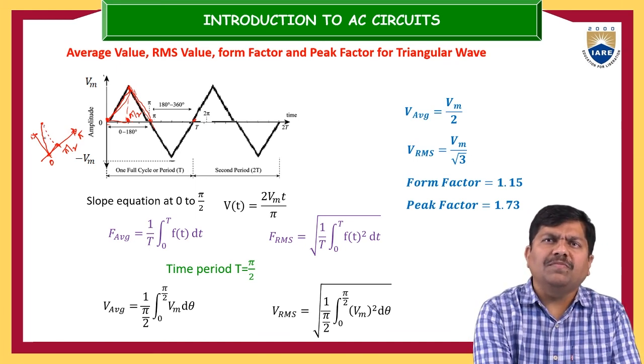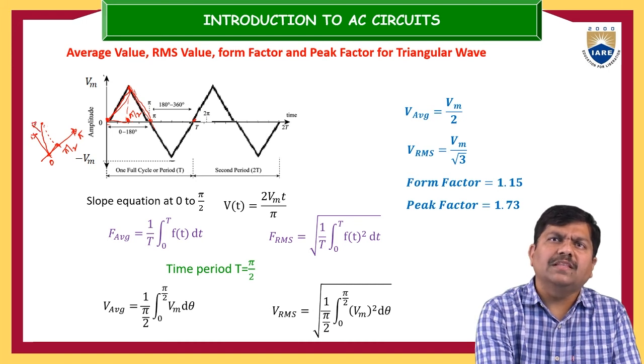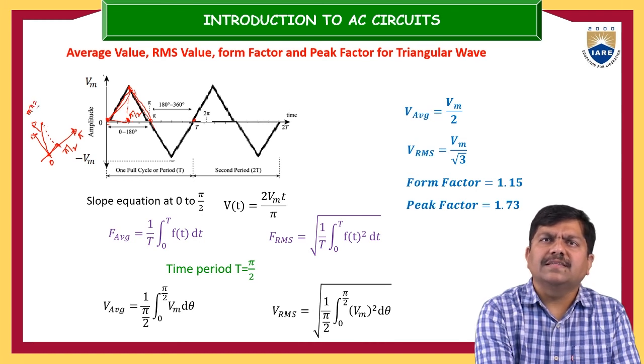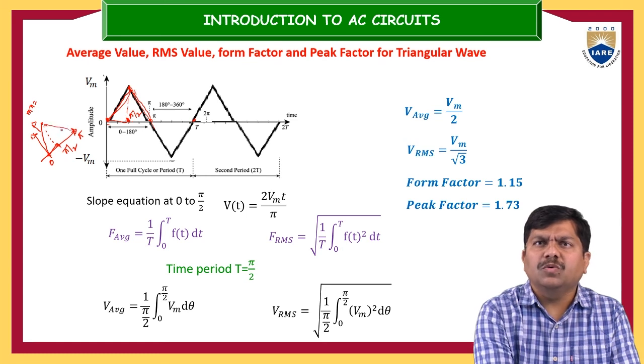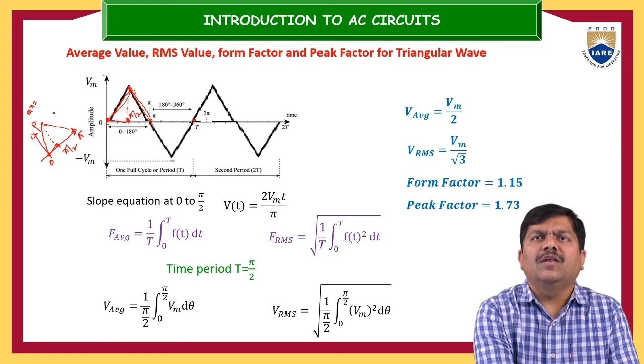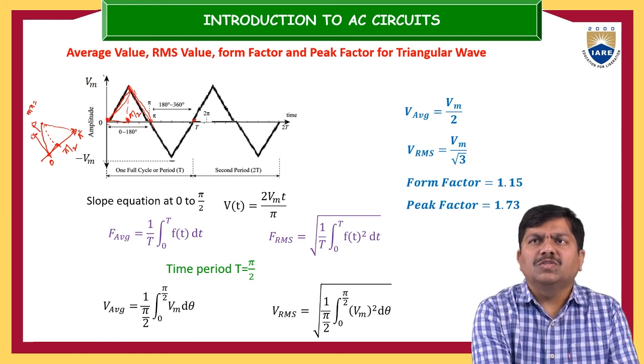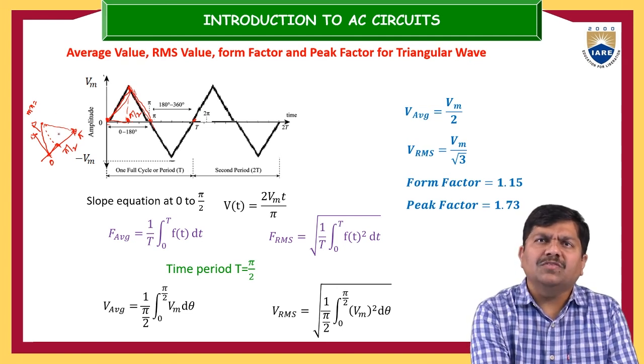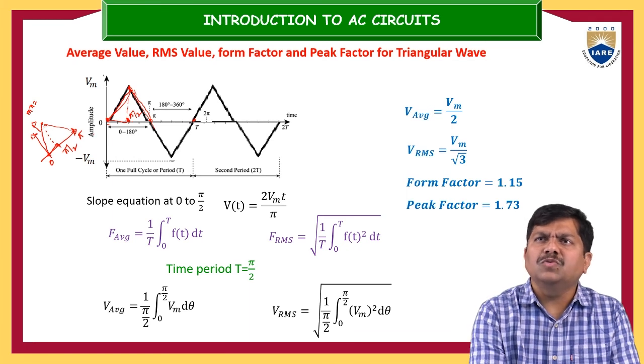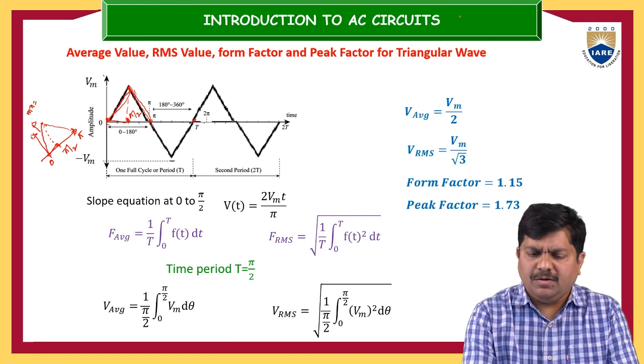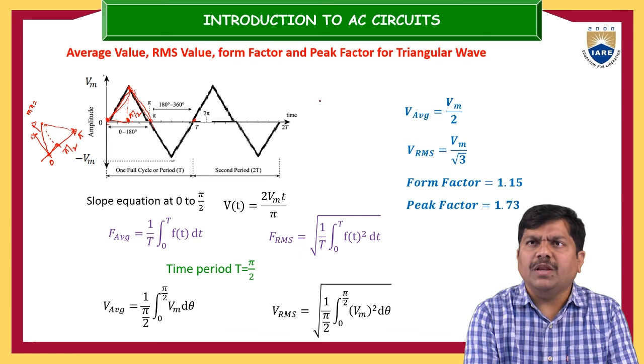Now you know the slope of this line. The formula is y equals m into x, where m is the slope and x is the pi by 2. Similarly, from pi by 2 onwards to pi, if you are decreasing in this particular direction, it has a negative slope. So from pi by 2 to pi, how can we find out the line equation? We have so many mathematical methods to determine it.